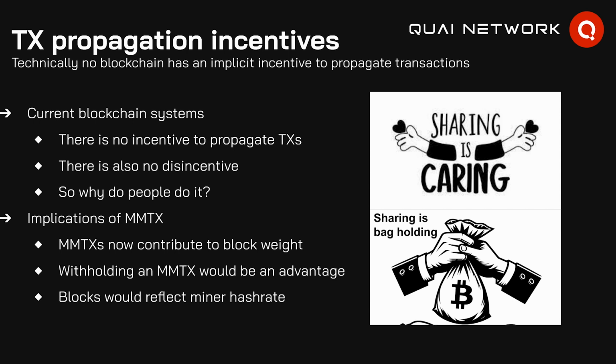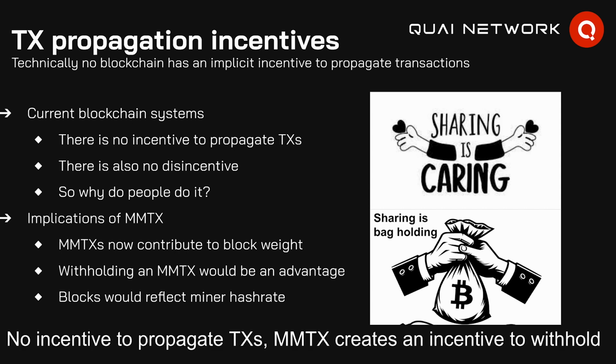So what are the implications of MMTXs relative to our TX propagation incentives or lack thereof? The fact that MMTXs now contribute to block weight means that withholding an MMTX could be an advantage. And from a consensus standpoint, it means that potentially, if we just think about MMTXs and bit shares, we could end up having blocks that do not reflect a miner's share of hash rate. So this is tragic. We have no incentive to propagate, and then MMTXs create an incentive to withhold. So now we actually have a really big problem here.